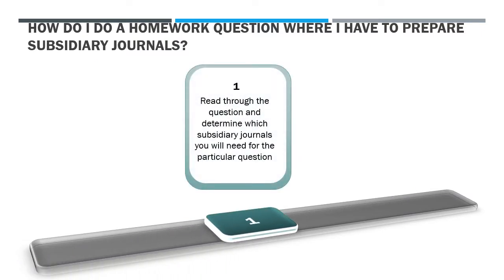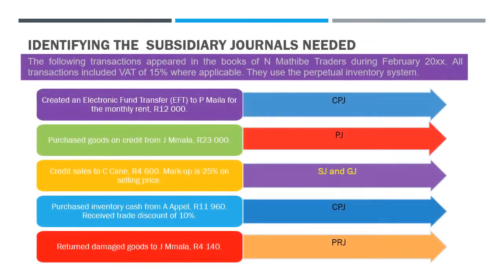We will be starting with the first step by reading through the question and determining which subsidiary journals you will need for the particular question. The question stated the following. The following transactions appeared in the books of N. Matibe, so that's the person for whom we are preparing the books, during February 20XX. They say all the transactions include VAT of 15% where applicable. They use the perpetual inventory system.